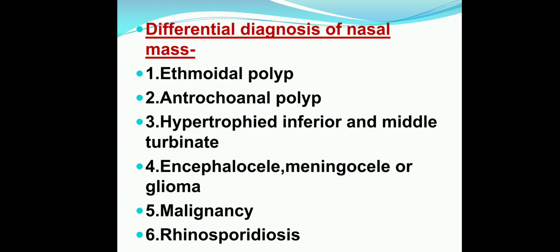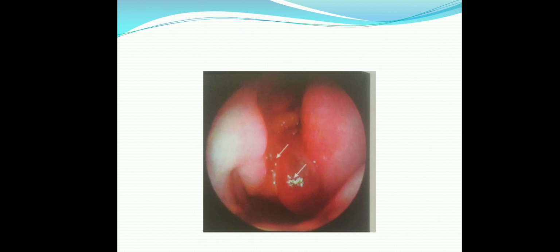Malignancy: the appearance will be fleshy pink, friable, and it will bleed on touch. And lastly, rhinosporidiosis. So this is an endoscopic view of a choanal polyp, left side.